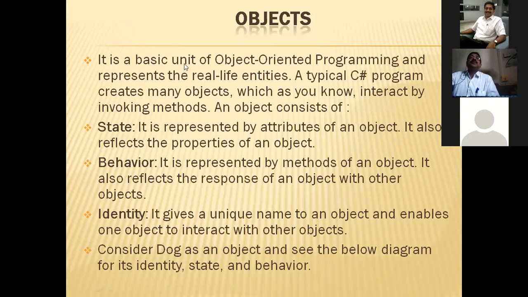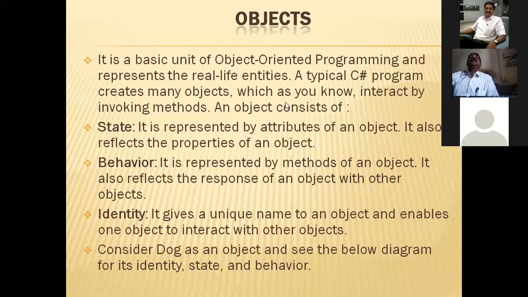An object is a unit of object-oriented programming, and it represents real life entities. How can we say real life entity? For example, a car is an object, so it is a real life entity. A pen is a real life entity. A mobile is a real life entity.